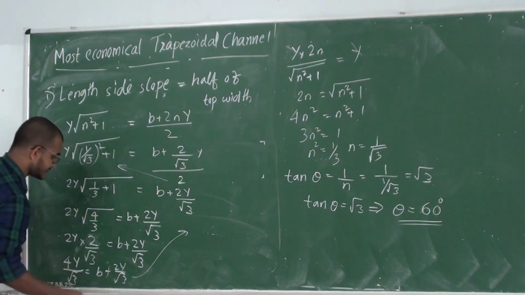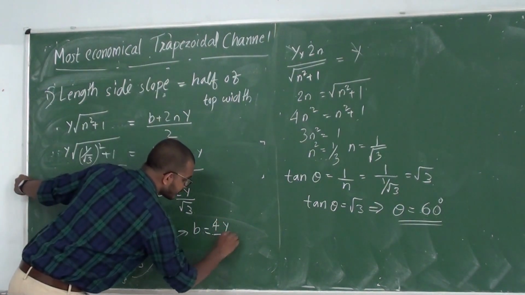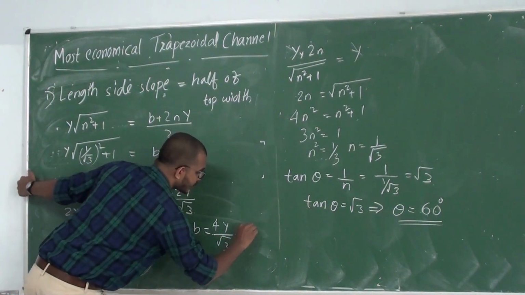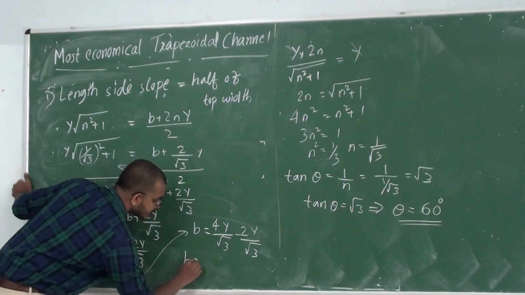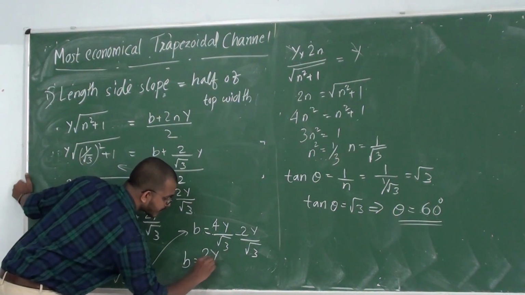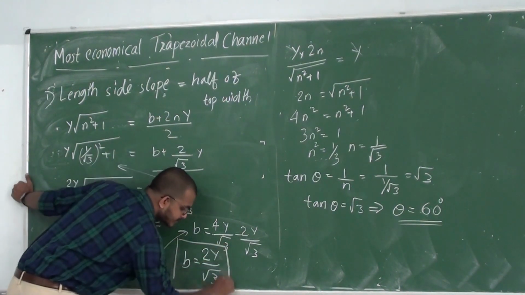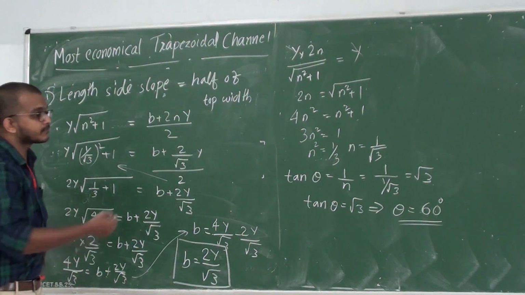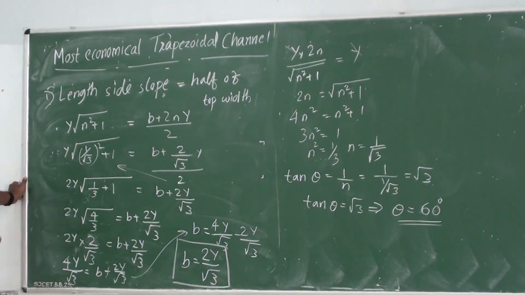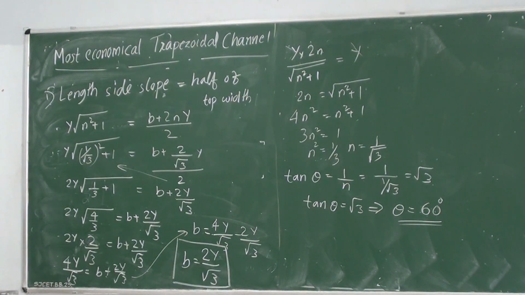So that gives b is equal to 4y by root 3 minus 2y by root 3. So b is equal to 2y by root 3. So when the channel section is the most economic one, then the bottom width of the channel b is equal to 2y by root 3.